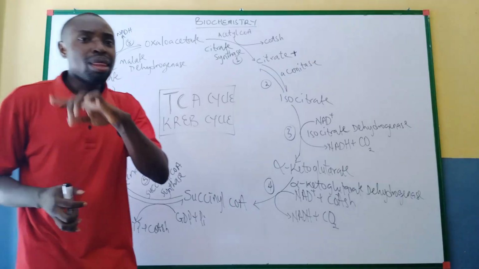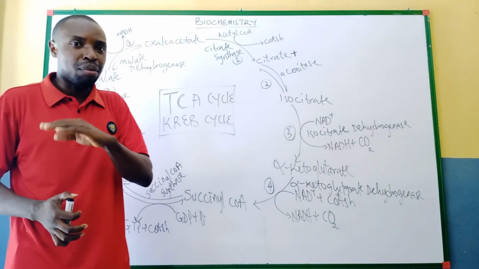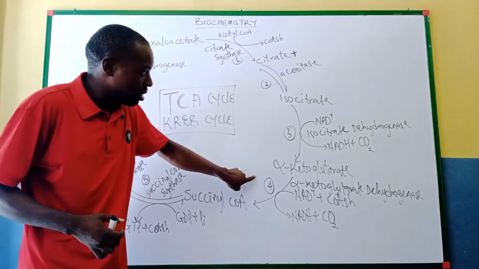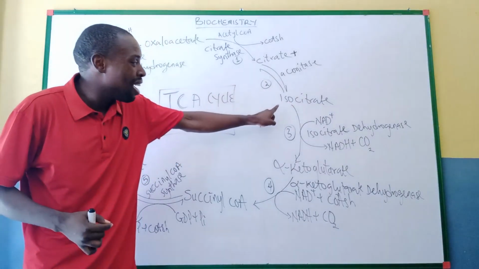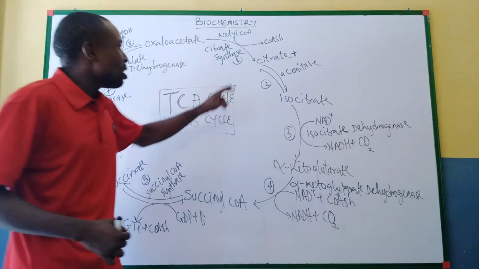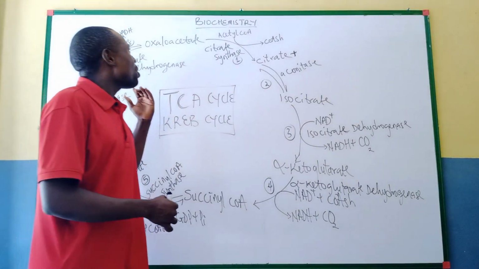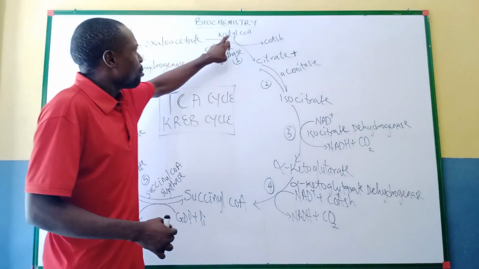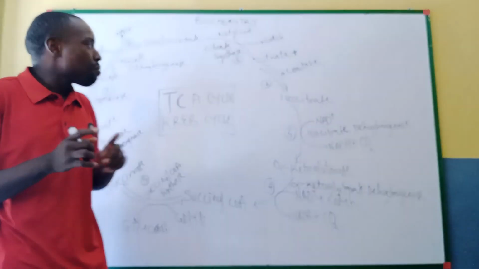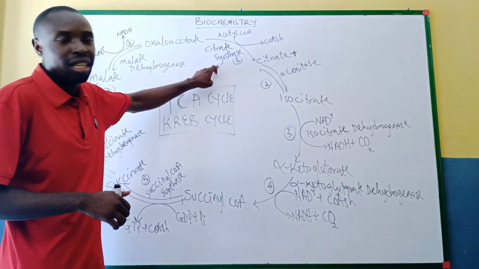And take note, remember we said that we have 3 regulatory steps, which are the irreversible steps, and they are step 1, step 3, and step 4. That's why they are denoted by a single arrow, while the rest are reversible. These particular ones are the regulatory steps. You get me now? Oxaloacetate combined with acetyl-CoA forms citrate, and the enzyme that catalyzes that reaction is called citrate synthase.